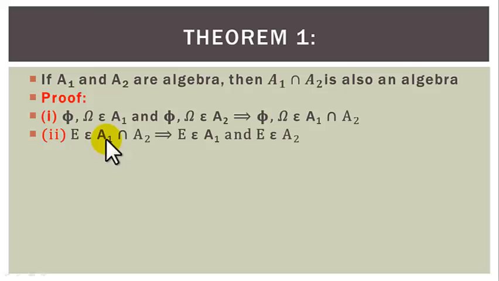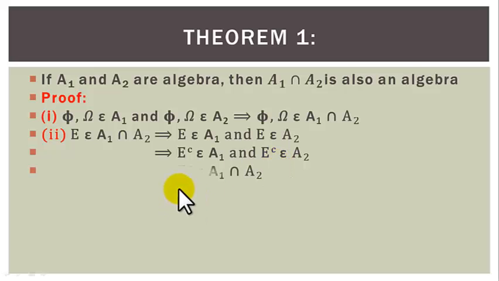2. E element of A1 intersection A2 implies that E is element of A1 and E is element of A2. And since A1 is an algebra, E complement will also be element of A1. And since A2 is also an algebra, E complement will also be element of A2. So this implies that E complement is element of A1 and E complement is element of A2. If this holds, it follows that E complement is element of A1 intersection A2.